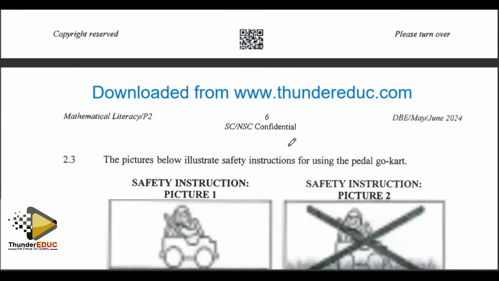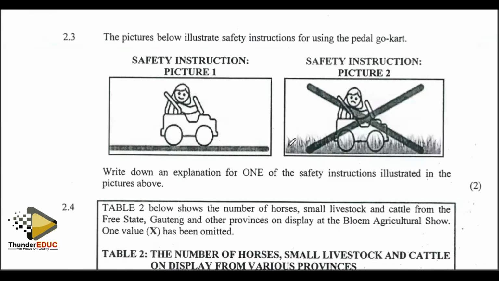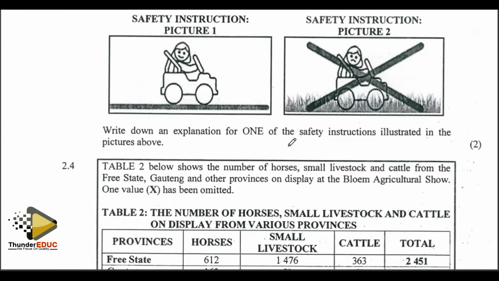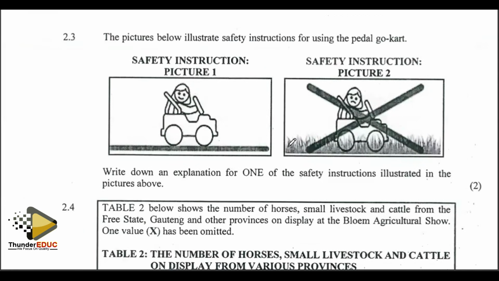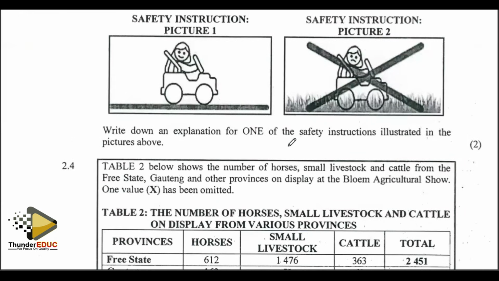Second question. The picture below illustrates safety instructions for using the pedal go-kart. Safety instruction picture 1, safety instruction picture 2. Write down an explanation for one of the safety instructions illustrated in the pictures above. So the first one, take note, look at it: there's no obstacle in front of it, and number 2, it's on a flat surface.